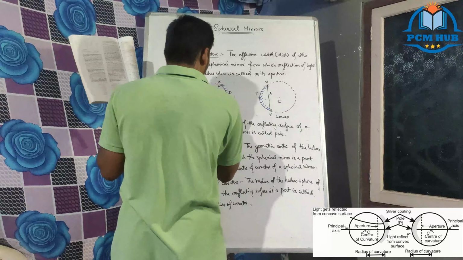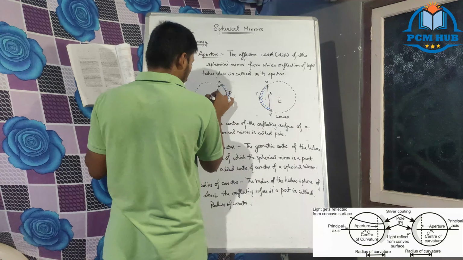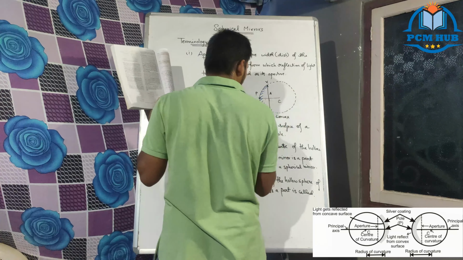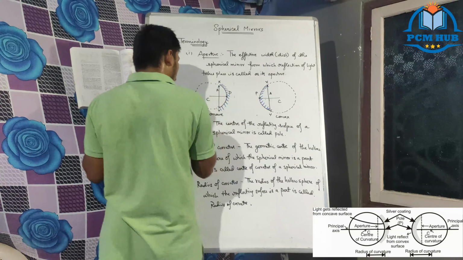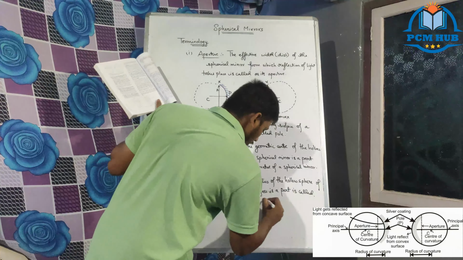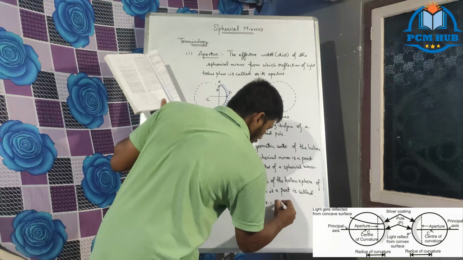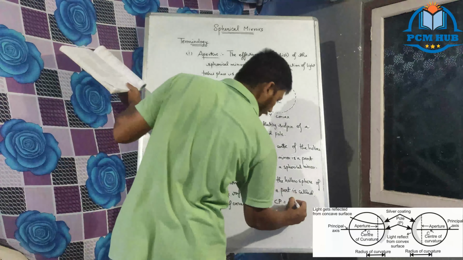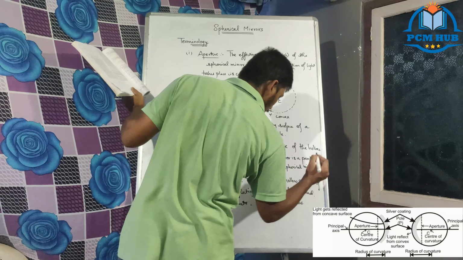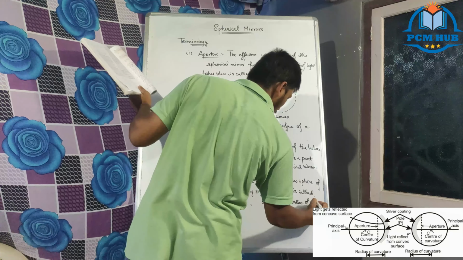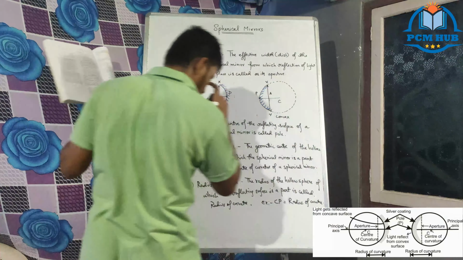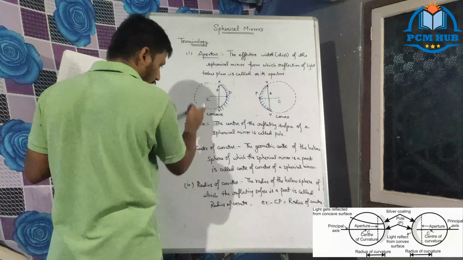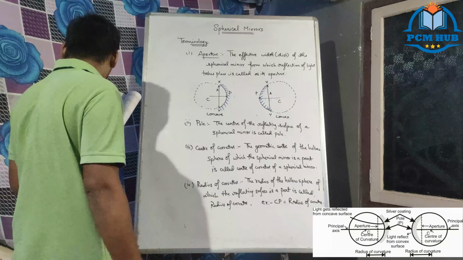So, line joining CP. I am joining CP here. Here also I am joining CP. So this is the length CP. For example, CP equal to R. R means radius of curvature. Okay, that's over. This is a distance parameter. These are constants. This is a distance parameter.